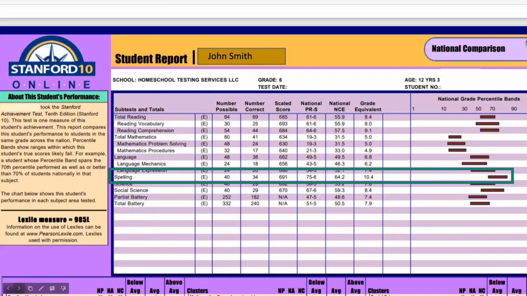John's national percentile rank and Stanine for the spelling subtest is 75-6. John's national percentile rank is 75, and the Stanine is 6. John scored better than 75% of other 6th grade students nationally in spelling. Let's look at how the Stanine is broken down.